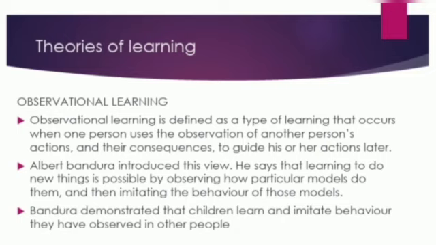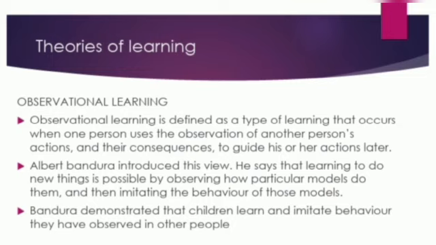Theories of learning. Observational learning. Observational learning is defined as a type of learning that occurs when one person uses the observation of another person's actions and their consequences to guide his or her action later. Albert Bandura introduced this view.